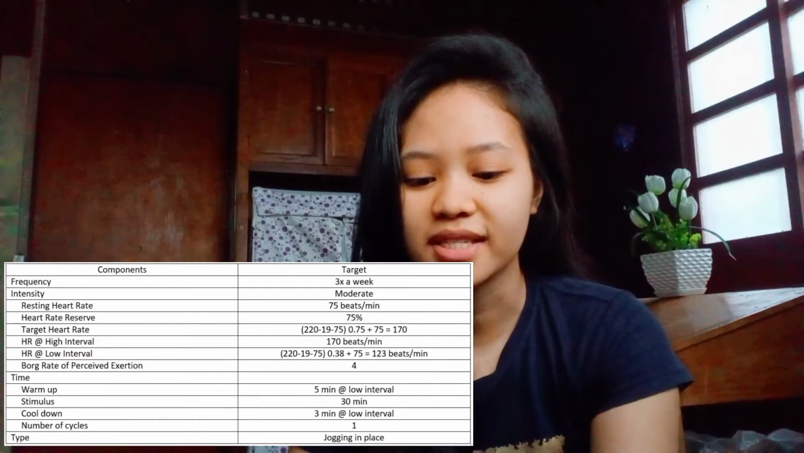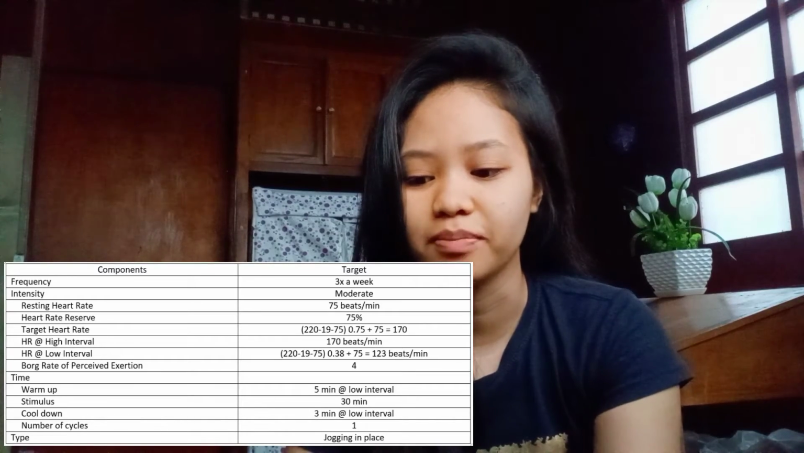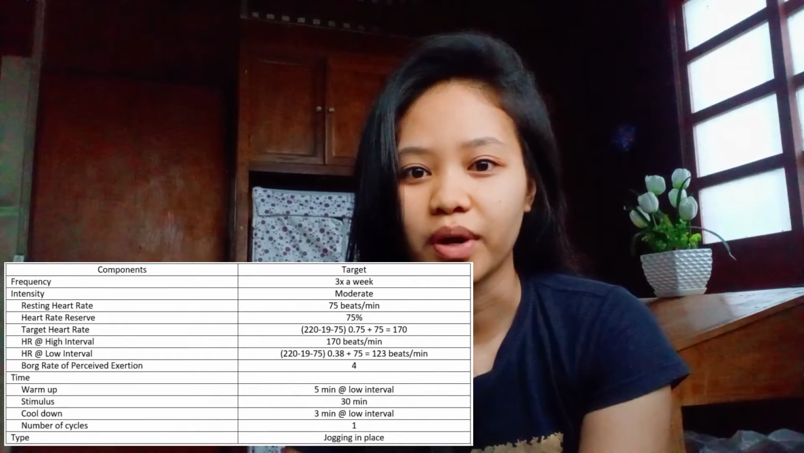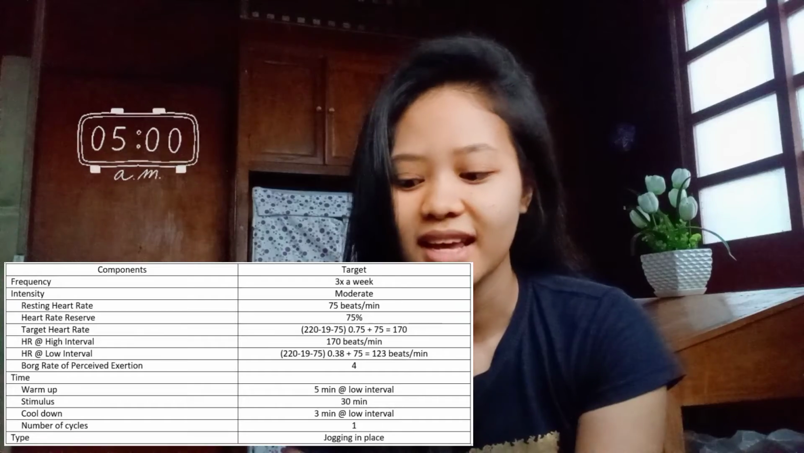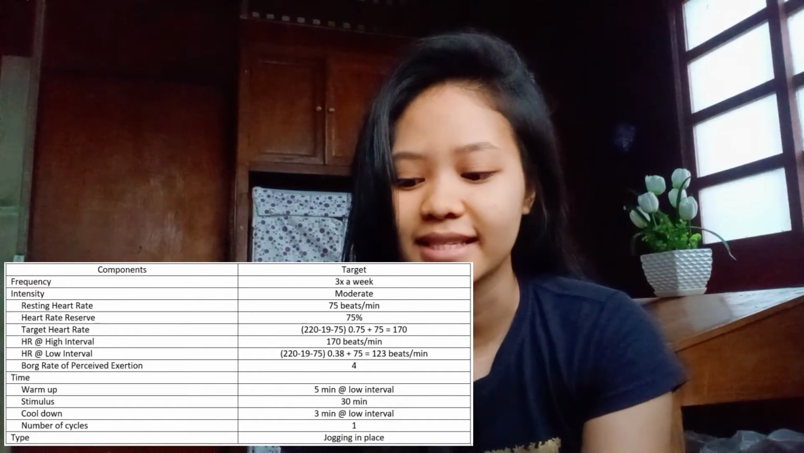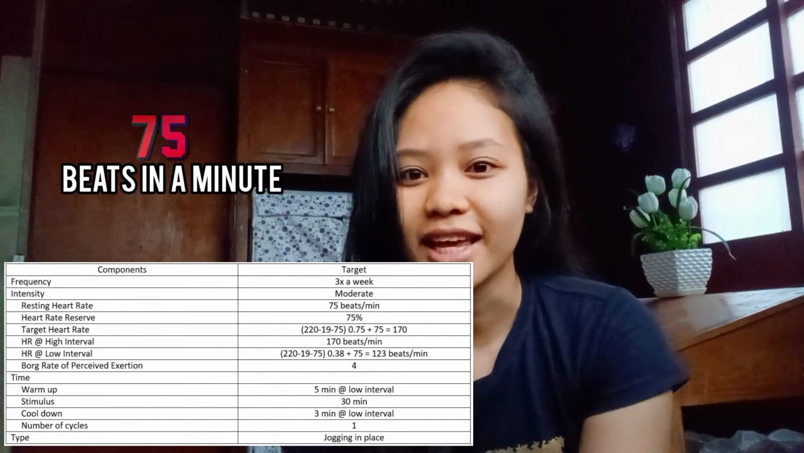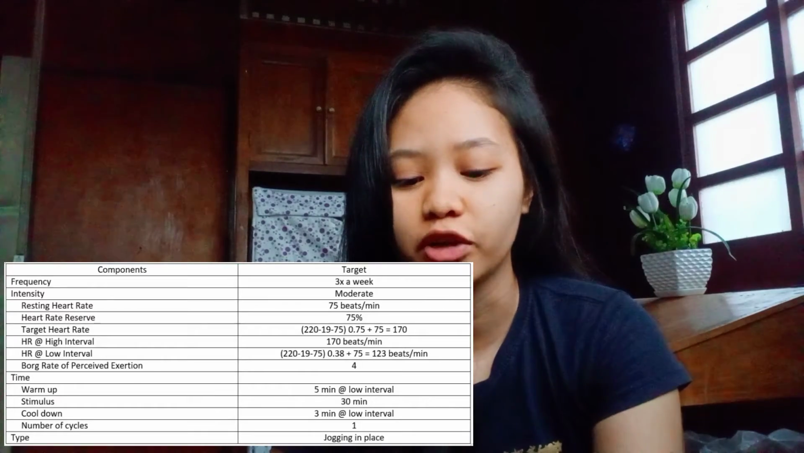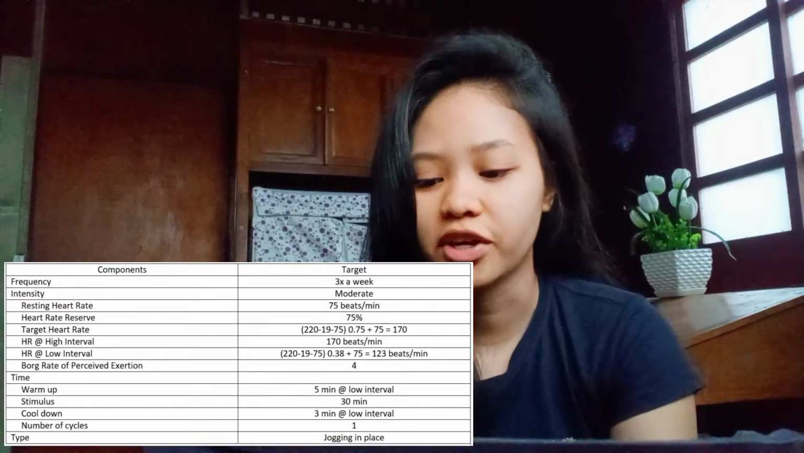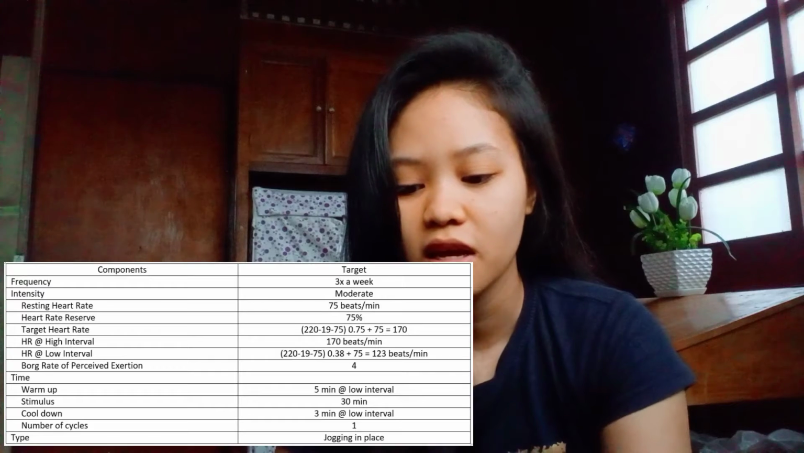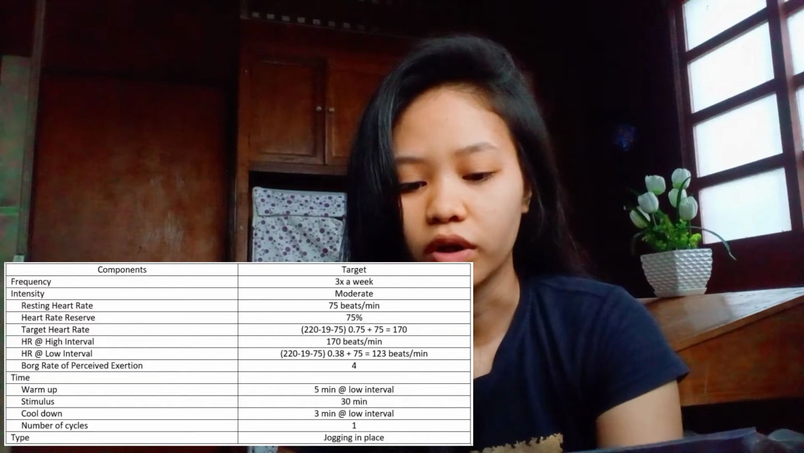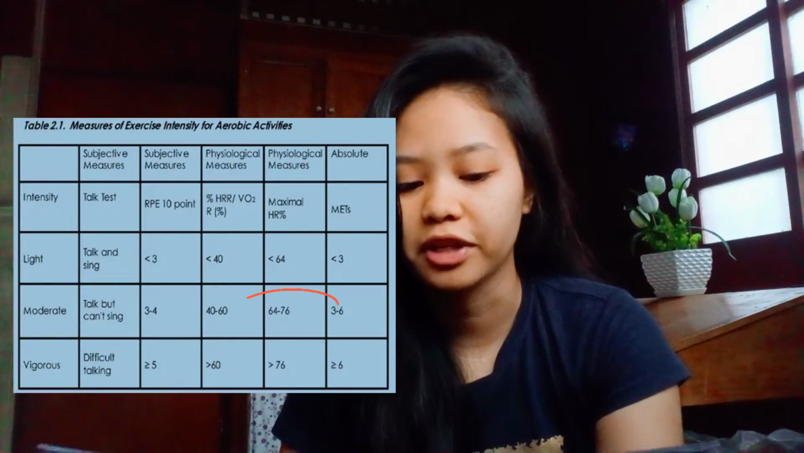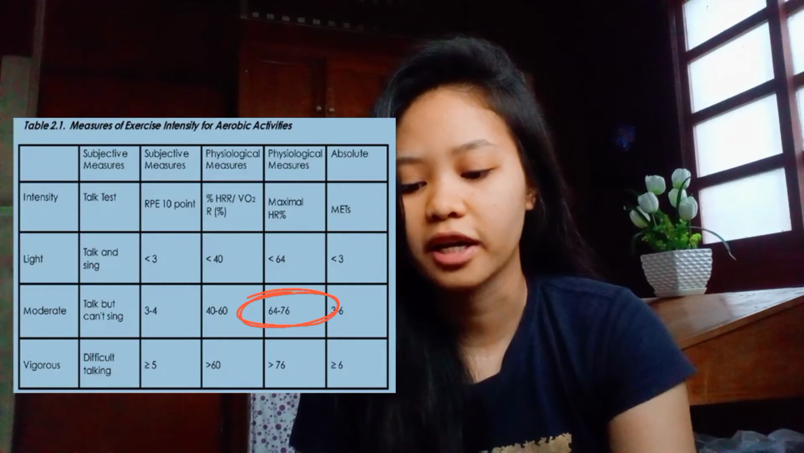Now, the resting heart rate is 75 beats per minute. So it's 5 a.m. and I check my pulse. It is 75 beats in a minute. Next is the heart rate reserve. In here, I put 75% because I was basing on a table in the heart rate reserve. That's why I came up with 75%.